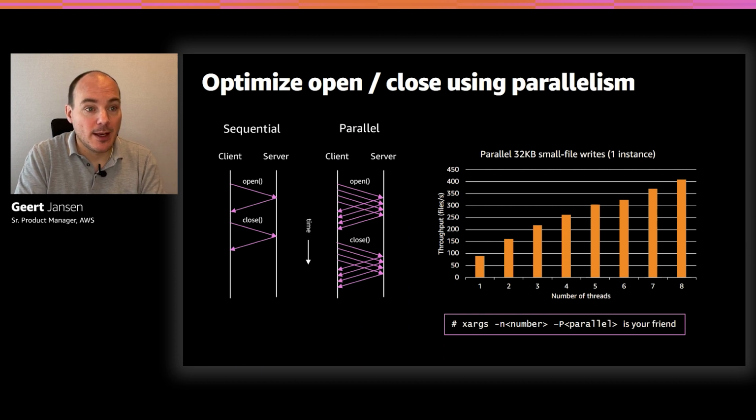Now the graph in this chart shows you the impact of doing things in parallel. This is again our parallel 32K small file benchmark. And you can see that with one thread, and this is actually a creation benchmark, so with one thread we're getting about 90 files per second, scaling all the way up to more than 400 files per second for 8 threads.